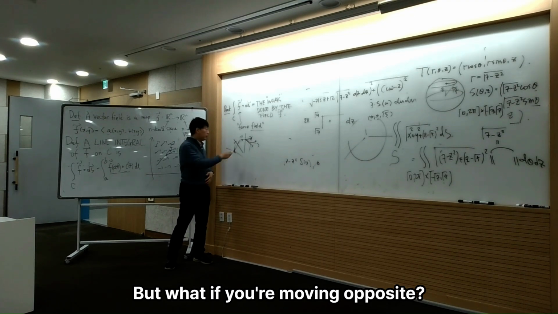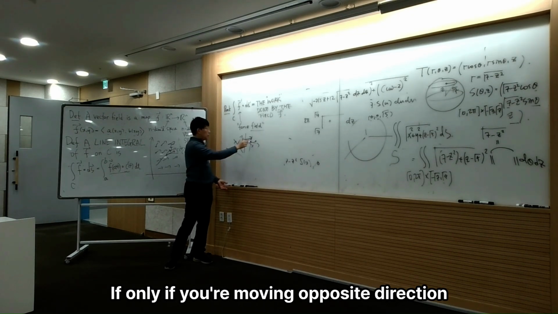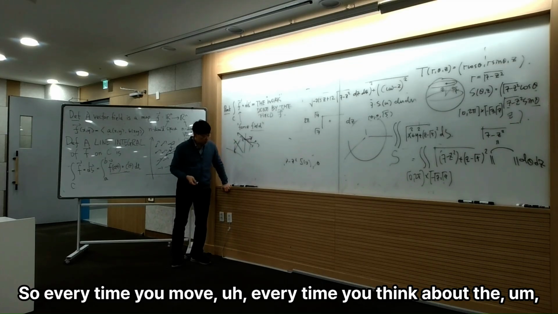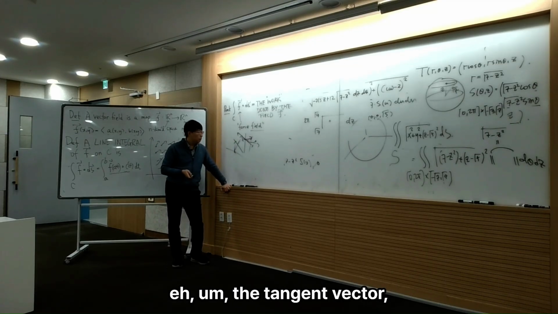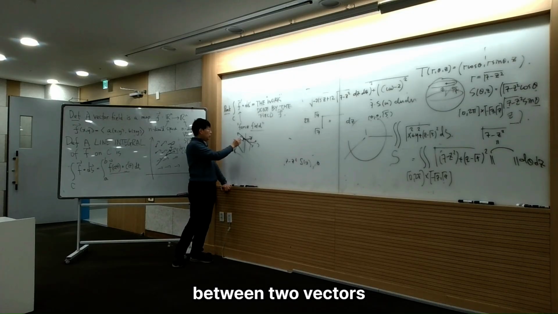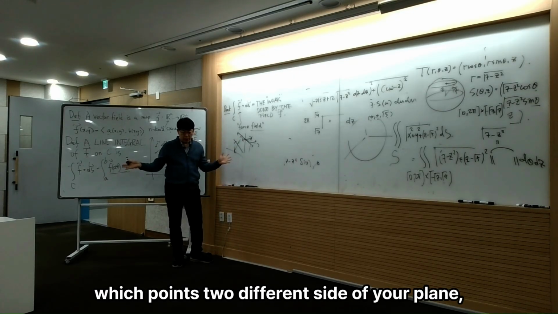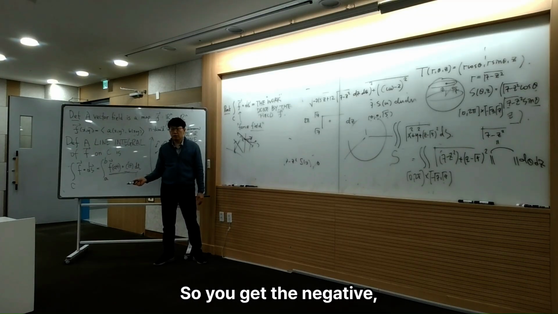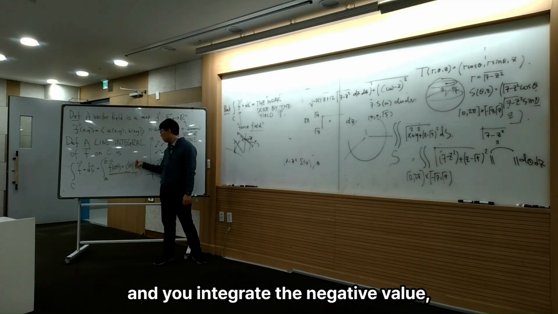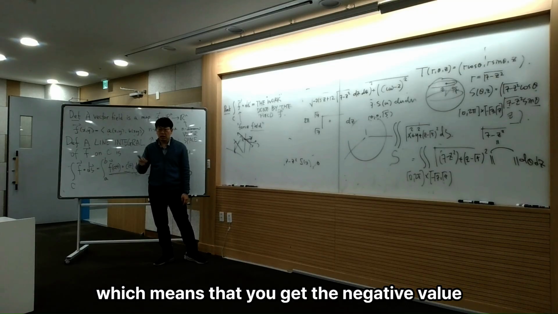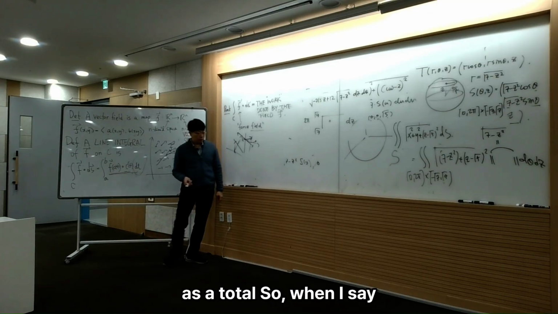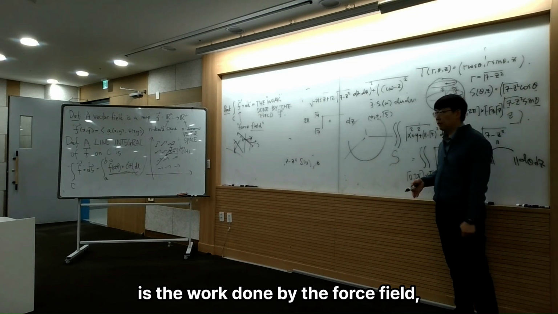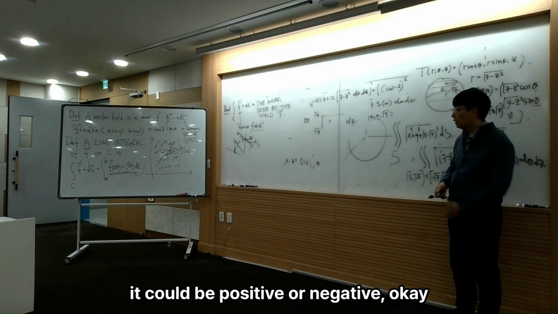But what if you're moving in the opposite direction? Every time you take the inner product between the tangent vector and the force field, which point to different sides of your plane, you get a negative value, right? You always get a negative value of the function, and you integrate the negative value, which means you get a negative value as a total. So when I say the line integral of a vector field is the work done by the force field, it could be positive or negative, okay?